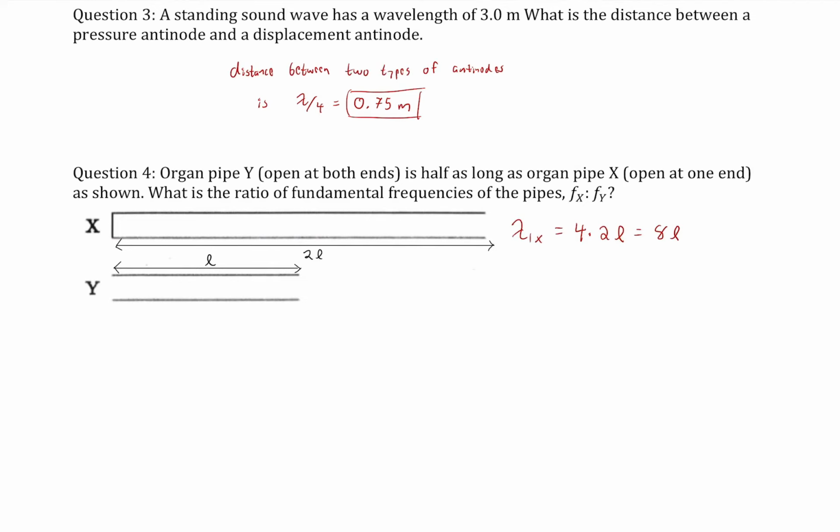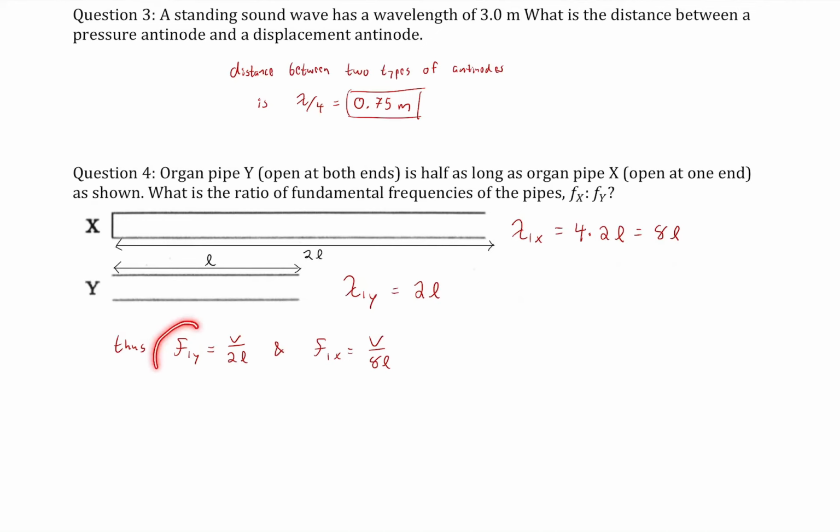So let's do the same thing for tube Y, okay? Well, since this is one of 2 open ends, the formula says that the fundamental wavelength is only twice as long as the tube. So, okay, so then it's only 2L. So we see there's actually a big difference, right? One is 8 times as long, one is only twice as long, okay?